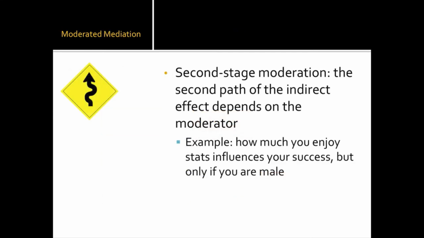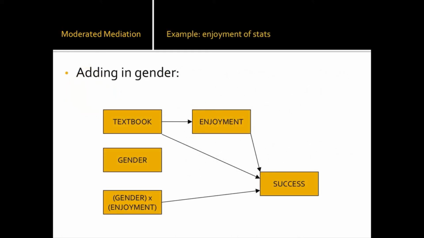The second path of the indirect effect depends on the moderator. So here we have how much you enjoy stats influencing your success. That's the second stage of the mediation model, I should say. But only if you are male. How much you enjoy stats influences your success only if you're male. So that was that bottom arrow there, the enjoyment to success arrow, right? If you are more successful in stats, it's because you enjoy it more, but only if you're male. That's weird, but it could theoretically be a hypothesis. So that's that bottom arrow again.